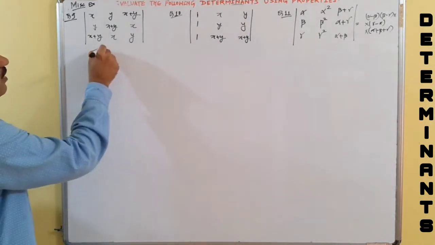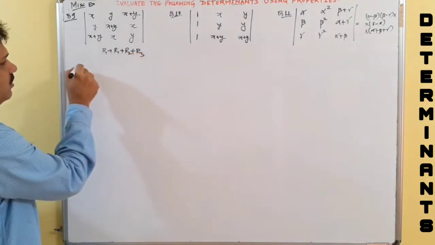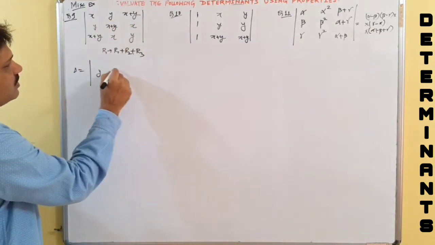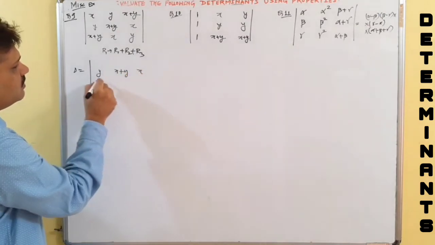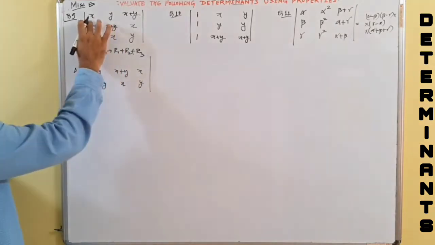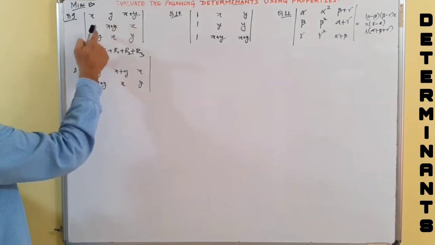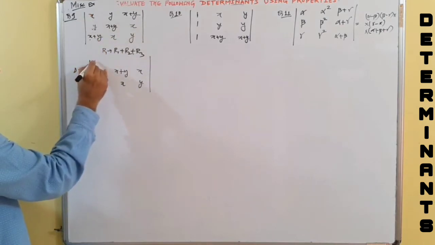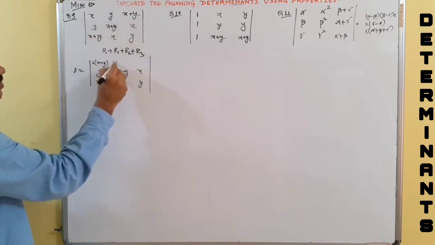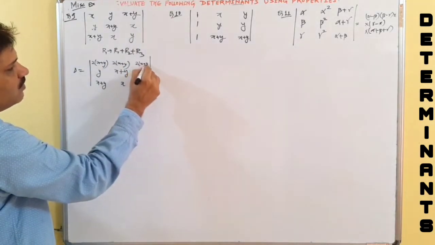So here I am applying R1 now becomes R1 plus R2 plus R3. So my delta is now, there is no change in R2, so I am writing R2 same, x plus y, x plus y, R3 stays same, x, y. Now there is change in R1, so the R1 becomes R1 plus R2, x plus y plus x plus y. So x plus x, 2x plus 2y. 2 is common, that is x plus y. Here again 2y plus 2x, 2 is common, that is x plus y. Here again we can get 2 times of x plus y.